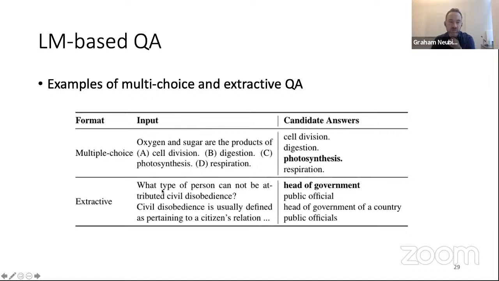Extractive question answering, basically we input a large document prepended by a question, like what type of person cannot be attributed civil disobedience. And then we have a bunch of evidence for this. Then we have the language model predict which of the subspans in the input here is correct by calculating the probability of all of the plausible spans.